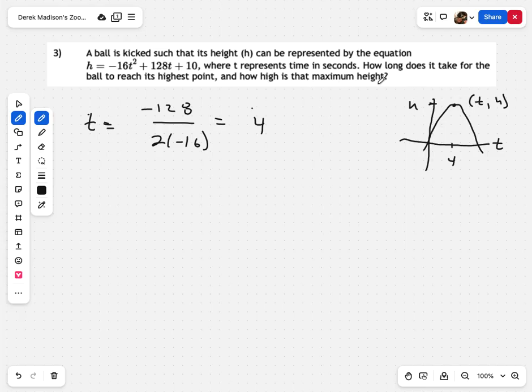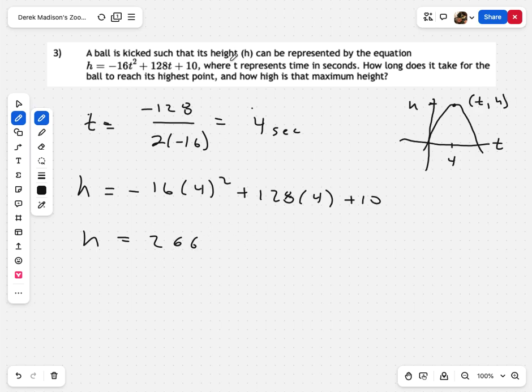And then how high is that maximum? So now we know that it occurs at 4 seconds, so we can plug that back in and get the height that corresponds to that 4 seconds. I should put seconds there. So plug that into a calculator and we get the height to be 266 is what I got. And that is in probably feet. Not sure it says. Okay, that's cool. That's our height. So time is 4 seconds, height is 266.